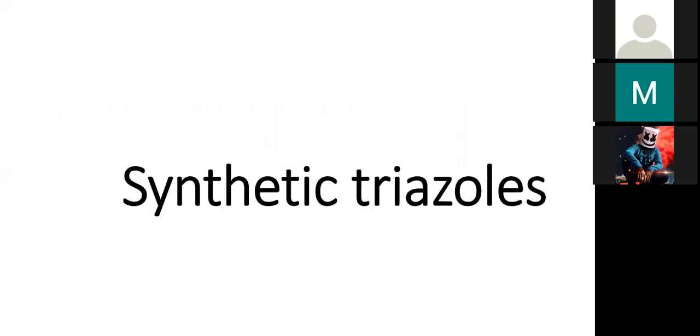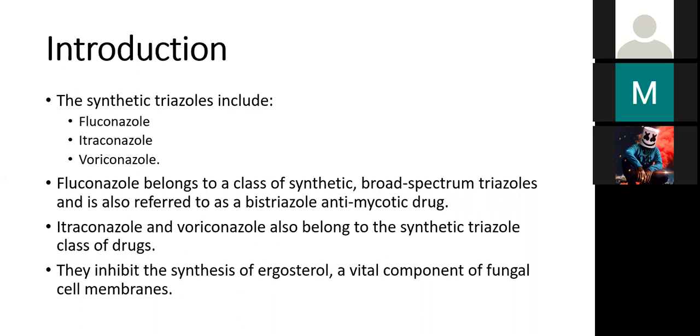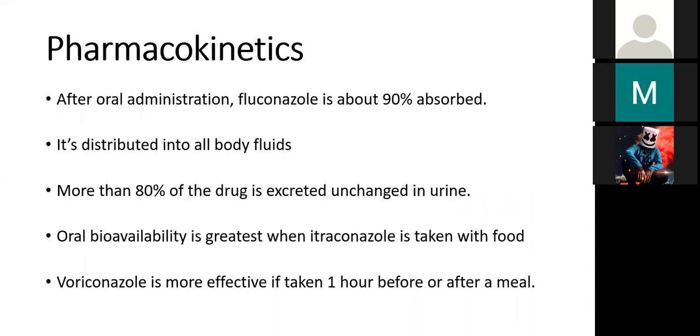Then the synthetic triazoles. Examples are fluconazole, itraconazole, and voriconazole. These are also quite common on the market. And what they do is also by inhibiting the synthesis of ergosterol, which is a vital component of the fungal cell membrane. Now, when it is given orally, about 90% of it is absorbed into the bloodstream and is evenly distributed into all bodily fluids. More than 80% of it is excreted unchanged in the urine. And the bioavailability is greatest when it's taken with food.